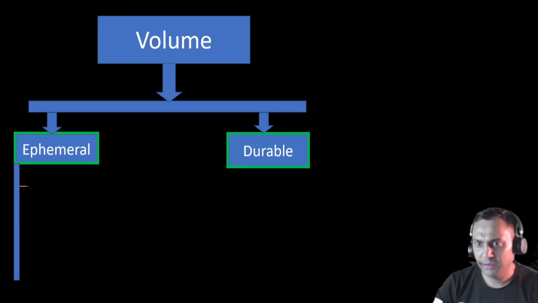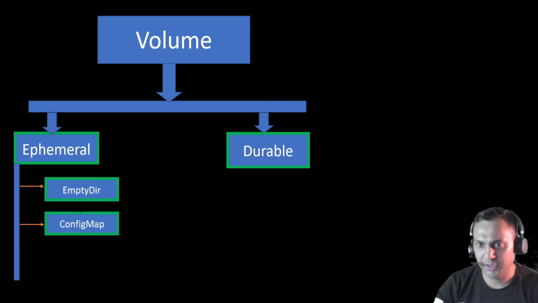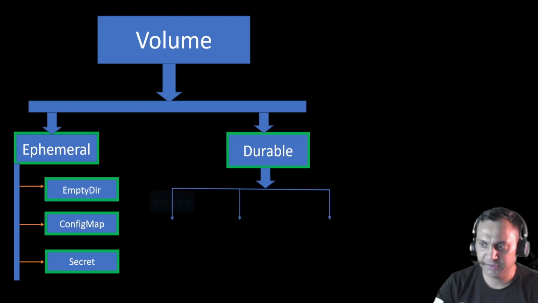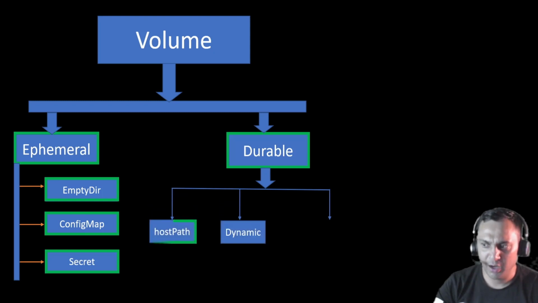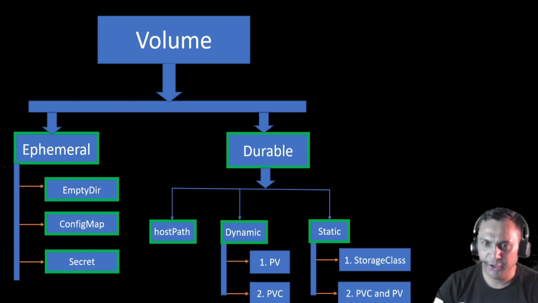Under ephemeral there are three types: EmptyDir, config map, and secret. In durable, we have host path, dynamic, and static. For dynamic, we have to create PV and PVC. PV stands for persistent volume and PVC stands for persistent volume claim. And in static, first we need to create the storage class and then the PVC. The PV will be created automatically.